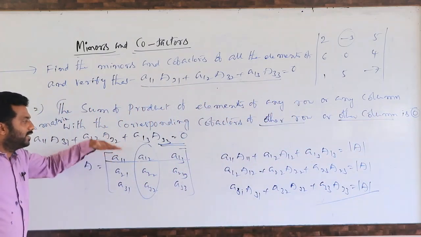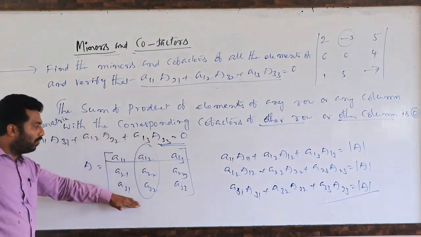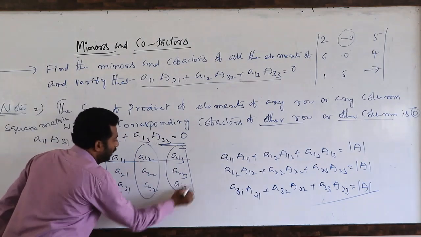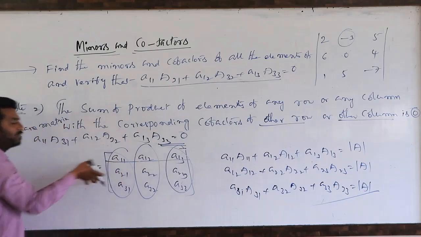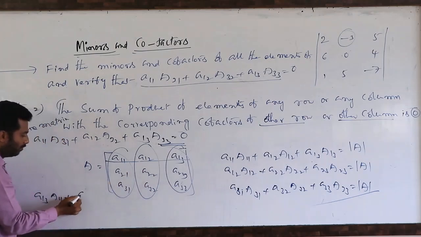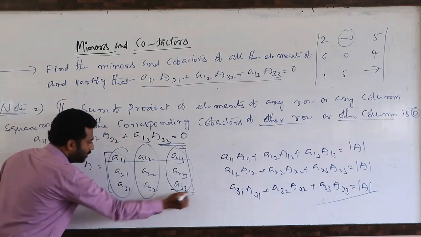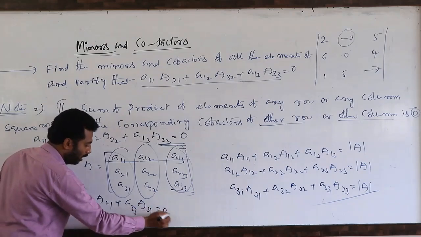Suppose one row's elements with the same row cofactors, you get the determinant. Suppose one row's elements you are taking and the other row's cofactors, it is zero. Suppose one more, the third column I will take. The elements of the third column are A13, A23, A33, with the corresponding first column cofactors A11, A21, A31. This is always 0.